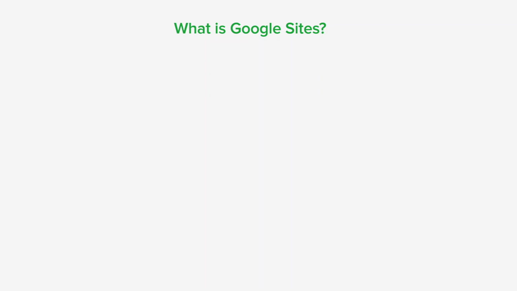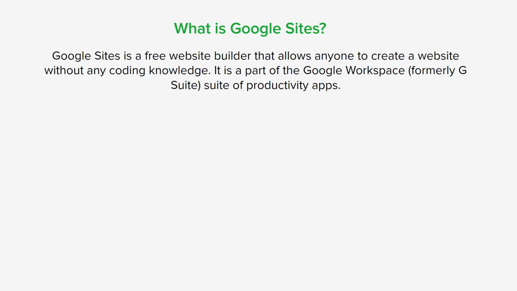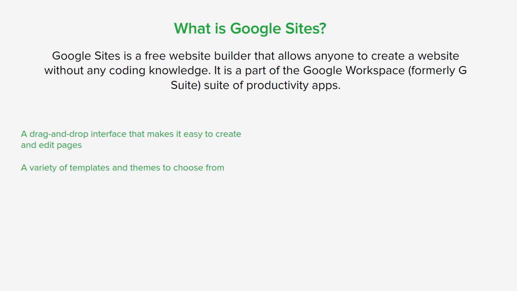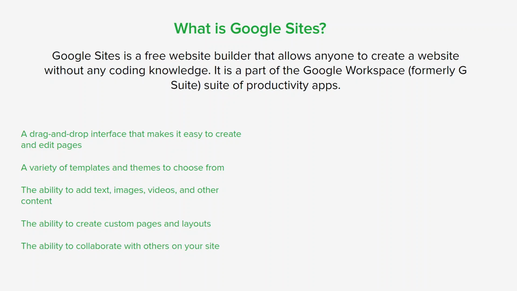So Google Sites is a free website builder that allows anyone to create a website without any coding knowledge. It's part of Google's Workspace, otherwise known as G Suite, suite of productivity apps. Google Sites is a really good option for creating simple websites like personal websites, portfolios, and even business websites. It's also a good option for creating internal websites for businesses and organizations themselves. Some of the features include a drag and drop interface that makes it easy to create and edit pages, a variety of templates and themes to choose from, the ability to add text, images, videos, and other content, the ability to create custom pages and layouts, and the ability to collaborate with others on your site.